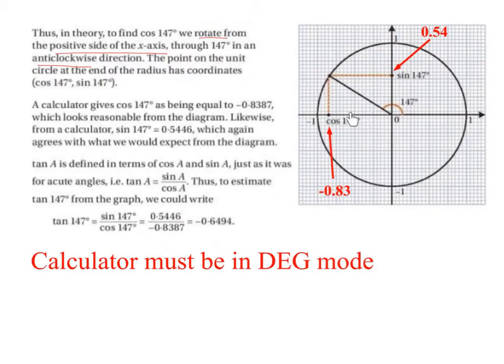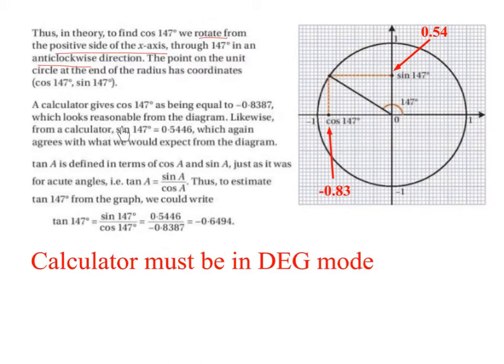And it looks about right. If we think that that's 0 and that's minus 1, then that looks to be about minus 0.83. So it matches up with the unit circle, which looks reasonable from the diagram.